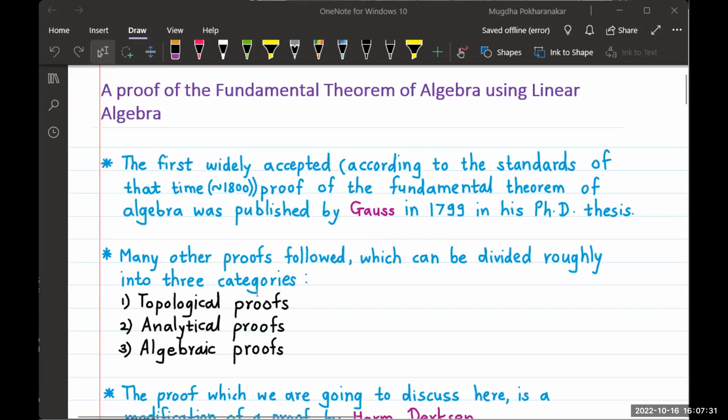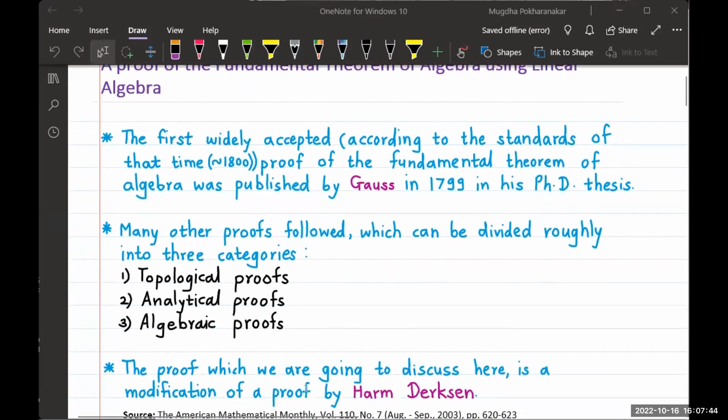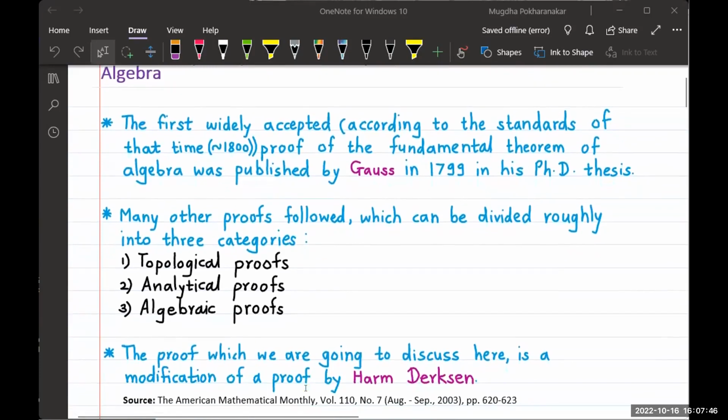And they can be divided roughly into three categories, namely topological proofs, analytical proofs, and algebraic proofs. Today's proof is an algebraic proof, and more specifically, it is a proof using linear algebra. It was given by Harm Derksen, which was published in 2003 in the American Mathematical Monthly. And I am going to discuss a modification of this proof, which I learned from the expository articles by Professor Kumaresan and by Professor Keith Conrad.